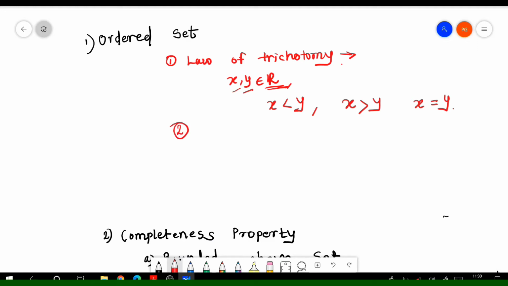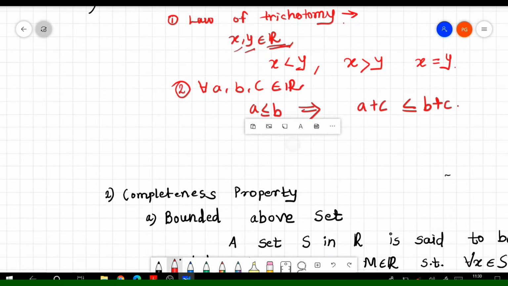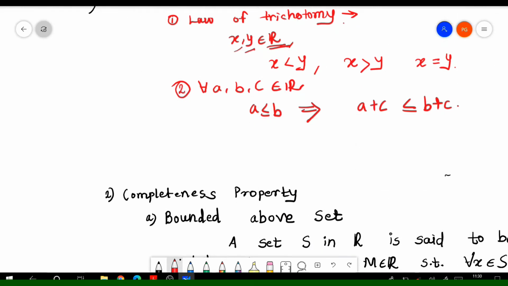Second is, for every a, b, c belonging to R, a is less than or equal to b implies a plus c is less than or equal to b plus c. So for any three numbers, when one number is less than or equal to the other number, then if we add the same number on both sides, this relation will not change.